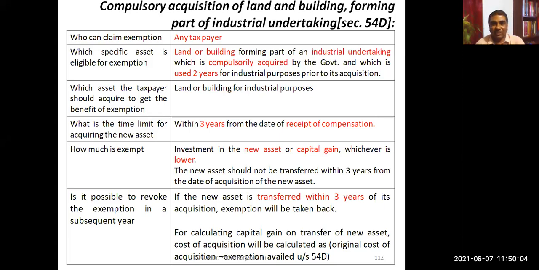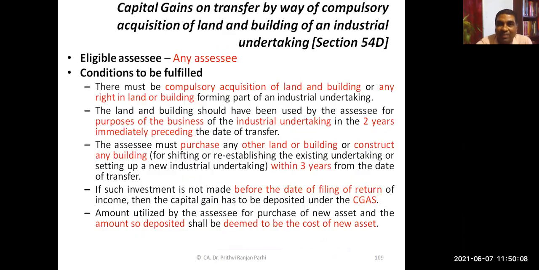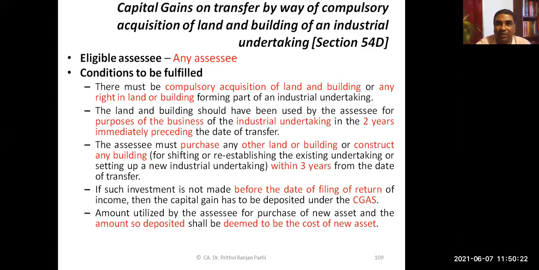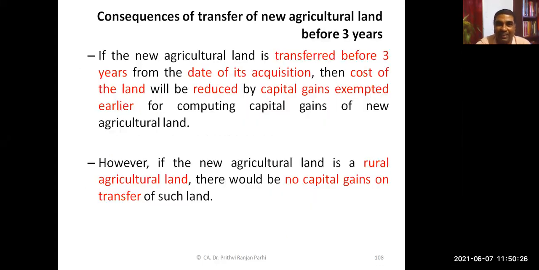So you see, 3 sections we covered now. Section 54 is for residential house. Okay, that is for individual and HUF. Then 54B. 54B is for urban agricultural land. This is also for individual and HUF. Then 54D. 54D is for industrial undertaking. And this is allowed to any assessee.